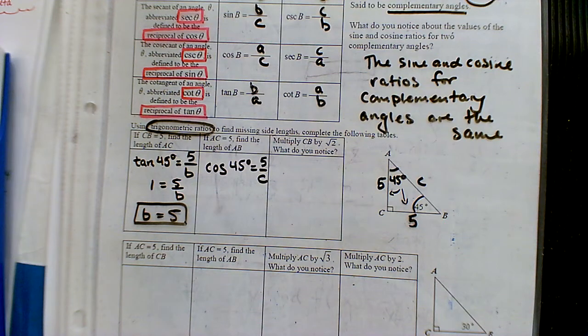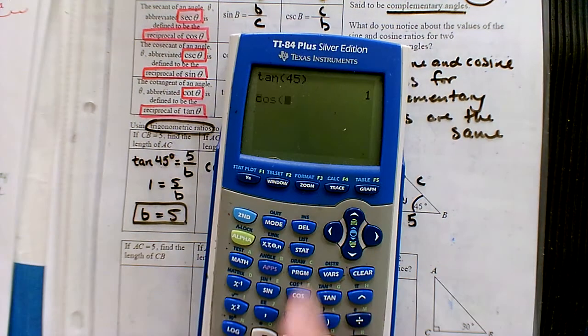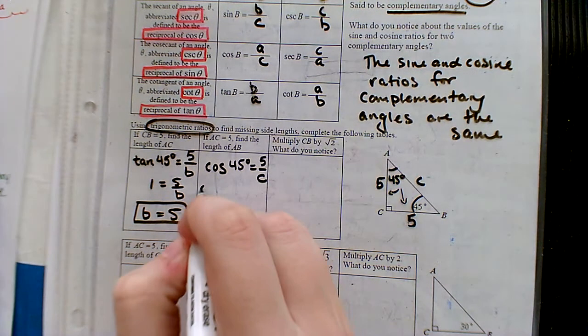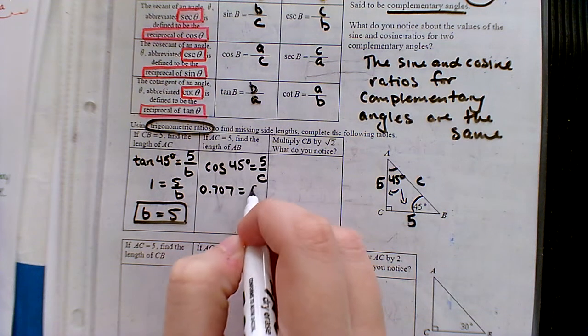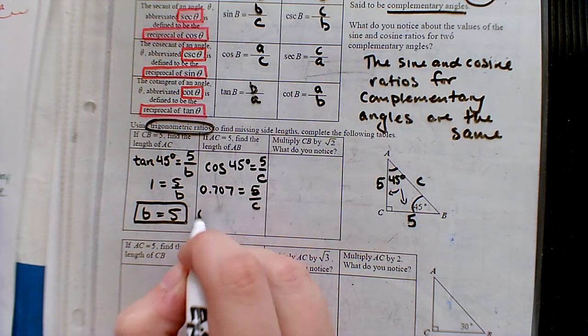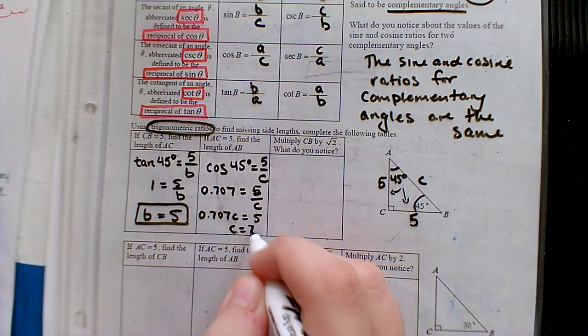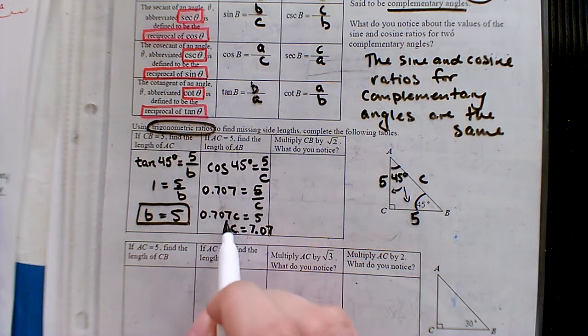All right, so on our calculator, we'll type in cosine of 45. We'll get 0.707. And let's see, to solve for C, we can probably multiply the C over. And then we got to divide by 0.707. Lots of sevens going on.